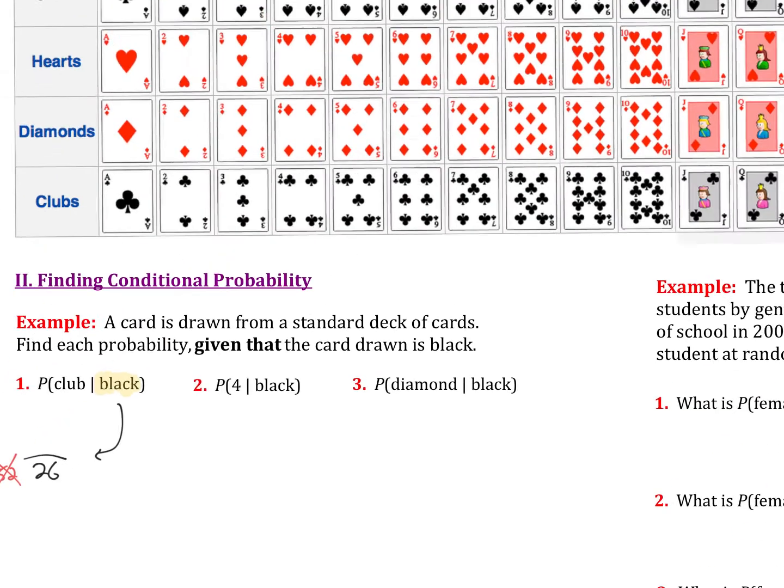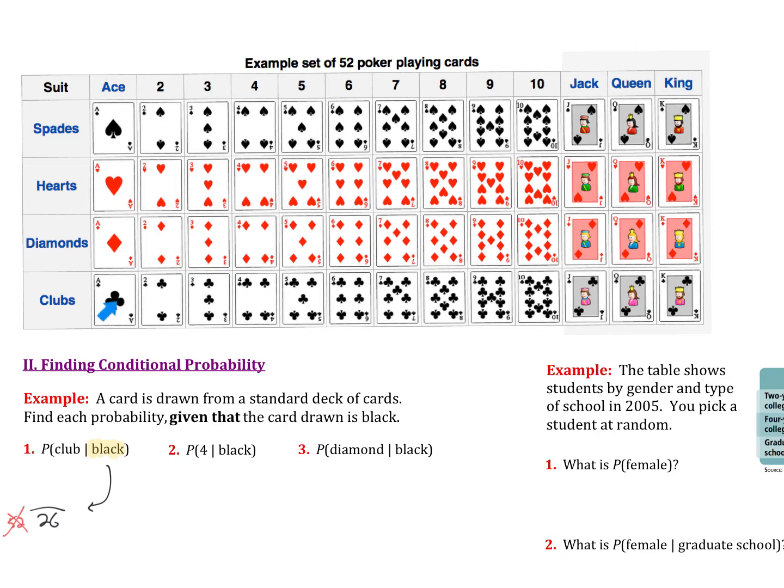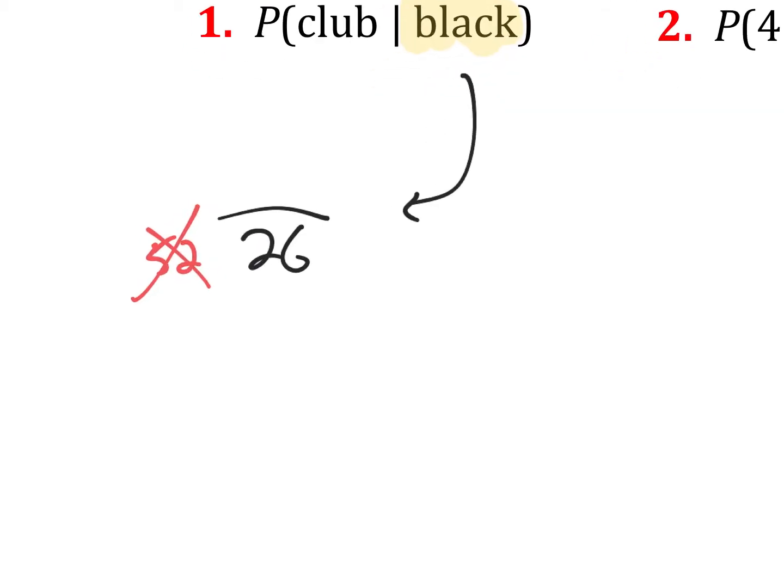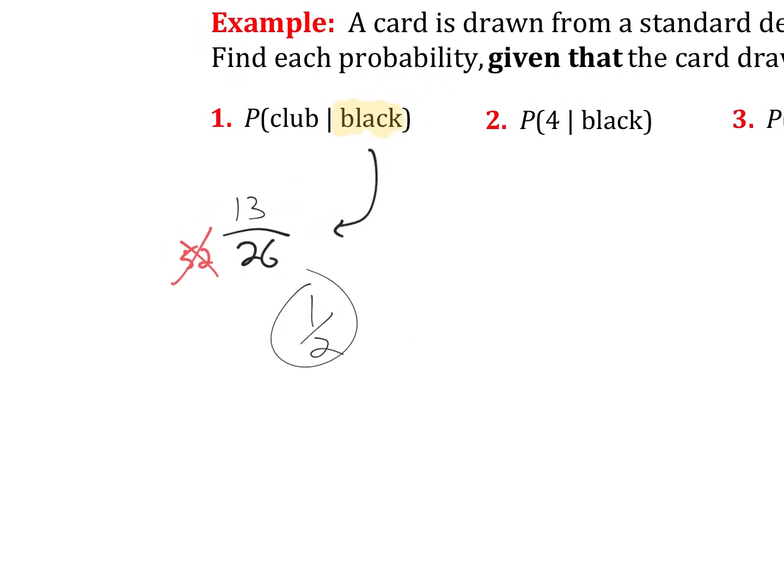Now, of those 26 black cards, so these 13 here and these 13 here, how many of them are clubs? Well, 13 of them are. So 13 out of the 26 black cards are going to be clubs, which means there is a 1/2 probability. So if I am working under the contingency that I'm selecting a black card, I've got a 1 out of 2 shot of selecting a club.